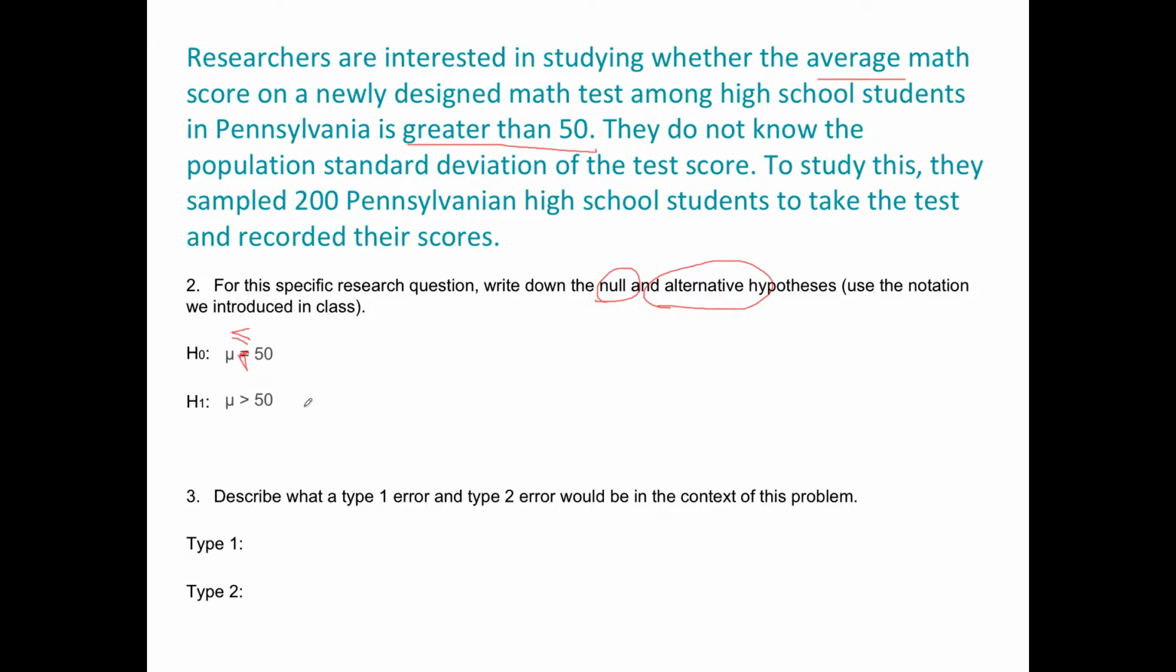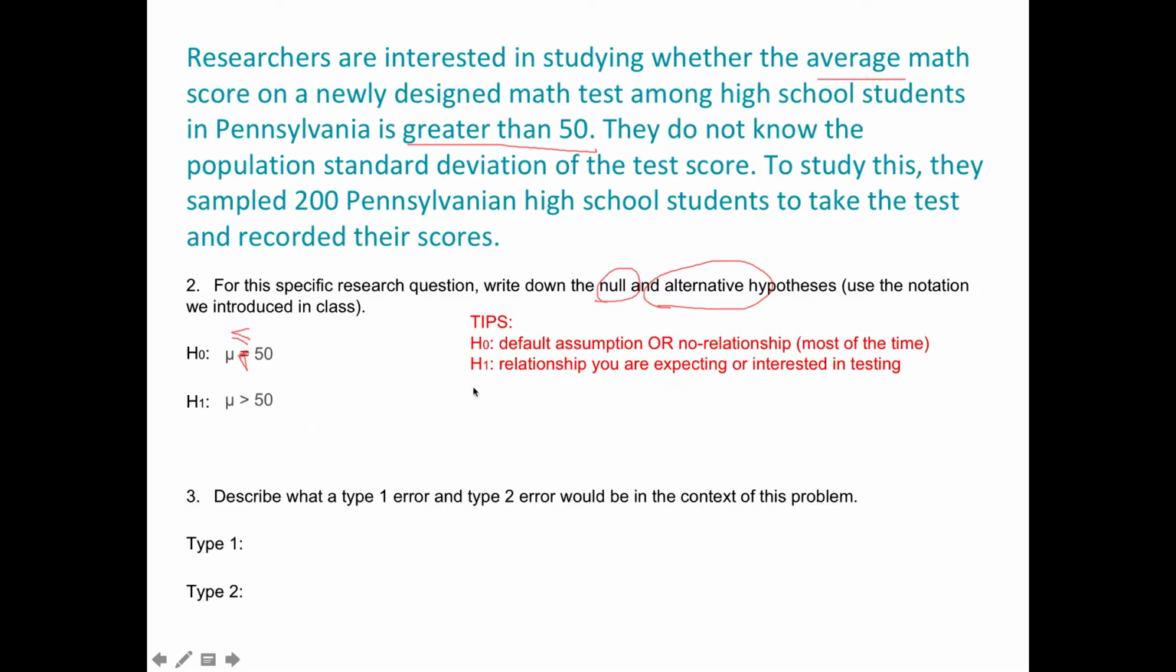And describe what a type 1 error and type 2 error would be in this context. So, tips: there's the default assumption or no relation, so this one is most of the time H0. That's how you construct it. And the H1 is the relationship that you're expecting or interested in testing. So we want to reject this one, and so this one would be true. We are gonna talk about this in the power and error slides, so just follow me here.